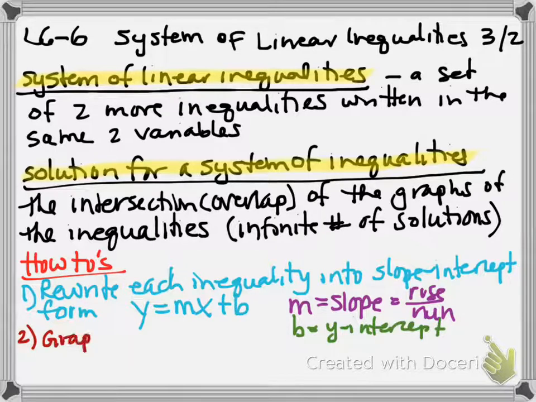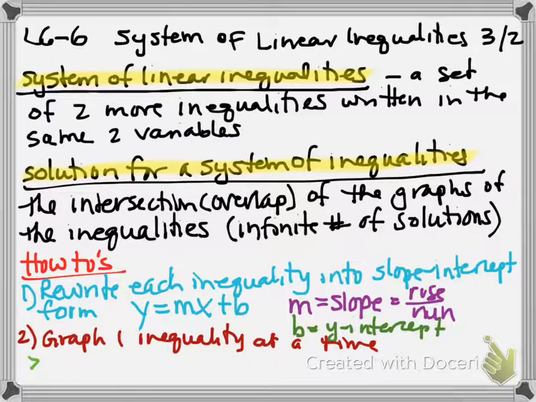Graph one inequality at a time. And we have multiple combinations of what we can do for what our graph physically looks like. We can do a dashed with above, or we can do a dashed with below. We can do a solid with above, or we can do a solid with below. So it all depends upon our inequality. So let's just review that briefly.